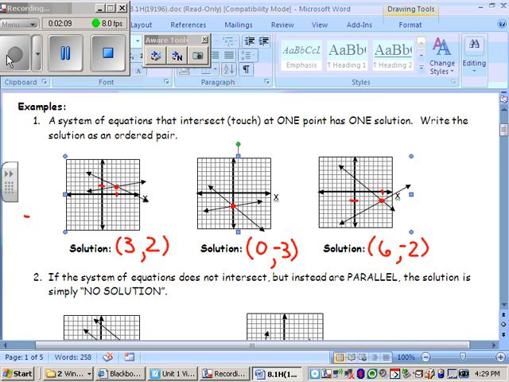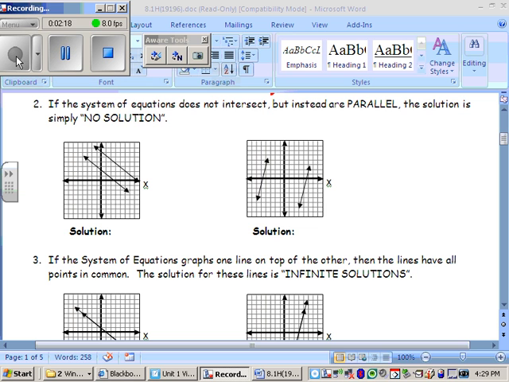Now let's take a look at lines that never intersect so that we can understand what its solution would be. So let's scroll down. In these two graphs, notice that the lines are parallel and will never intersect. So what does that mean as far as the solution?